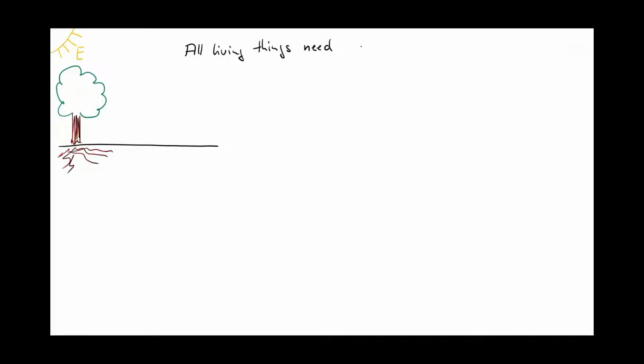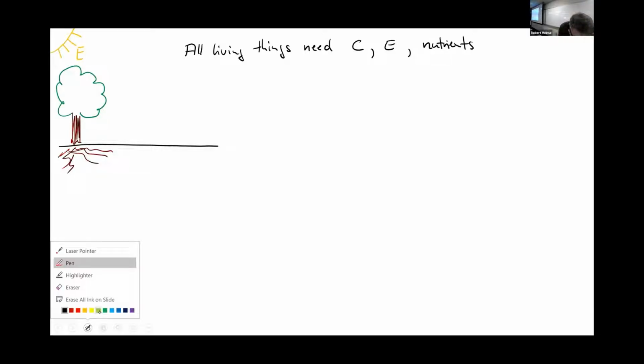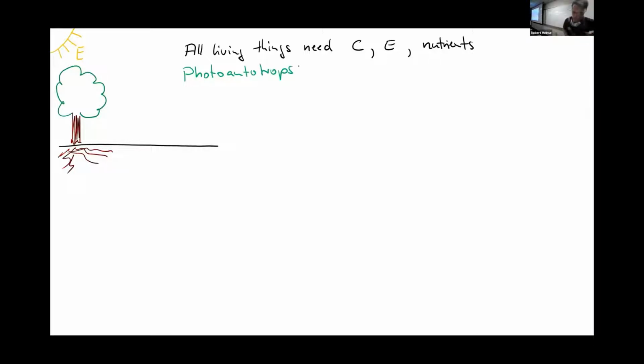And what they need is a source of carbon, they need a source of energy, and they need to have some building blocks to do something with it. So let's call those building blocks nutrients. So not every life form is going to acquire them in the same way. There's one life form, and that's the plants and algae that we call photoautotrophs. So the photoautotrophs are the ones that are going to get their carbon from the atmosphere.